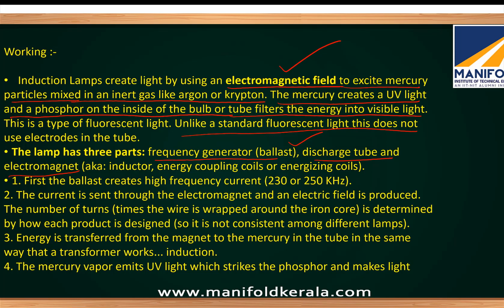Energy is transferred from the magnet to the mercury in the tube in the same way as a transformer works, that is induction. Understand? This point is important. Energy is transferred from the electromagnet to the mercury tube in the same way as a transformer. How does the transformer work? Through induction. The mercury vapor emits ultraviolet light which strikes the phosphorus and makes it visible light.